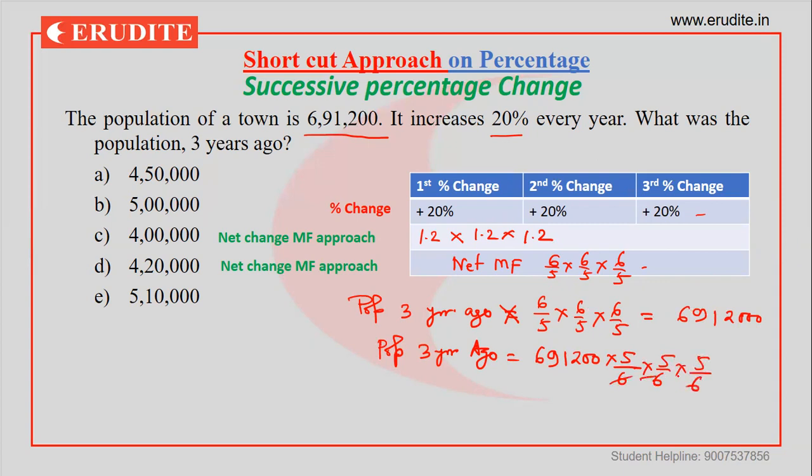So 6 into 6 into 6 is 216, that means 6 cube. If I divide, this one we can cancel out, and the value will be 32. 32 into 125 comes to 4 lakh. So the answer is 4 lakh for this case, option C. So this is the net multiplication factor approach for successive percentage change.